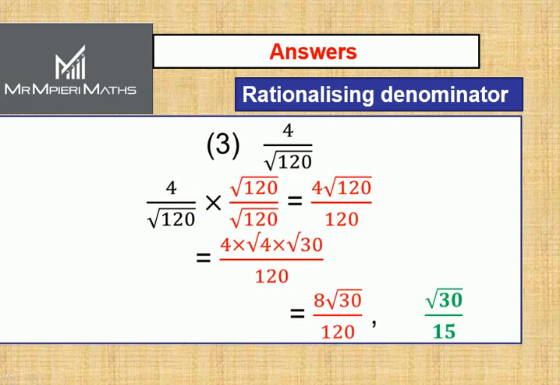Okay, let's look at the final question. Question 3. Again, the same thing. Root 120 times root 120 clears up the denominator as 120. Then you can split this root 120 into a perfect square root, so here we can have root 4 times root 30. Root 4 is 2, and 4 times 2 gives you 8. Then 8 root 30 over 120. Now, simplify that, 8 can go into 120, 15 times. So you got your perfect answer as root 30 over 15.